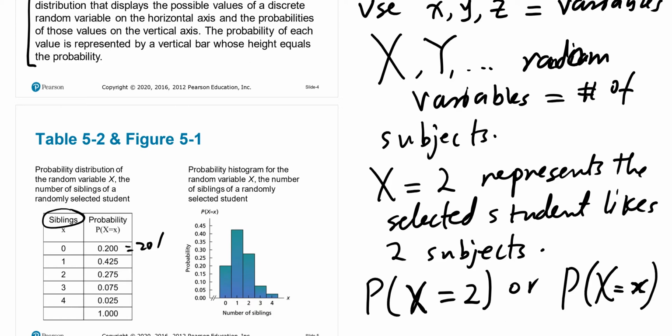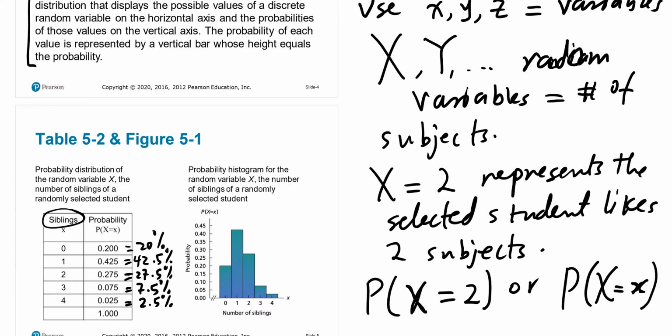If you want to convert, multiply by 100. 20% of the people surveyed said that they have no siblings. About 42.5% of the people surveyed said they have one sibling. 27.5% of the people surveyed said they have 2 siblings. 7.5% of the people surveyed have 3 siblings. 2.5% of the people surveyed have 4 siblings.